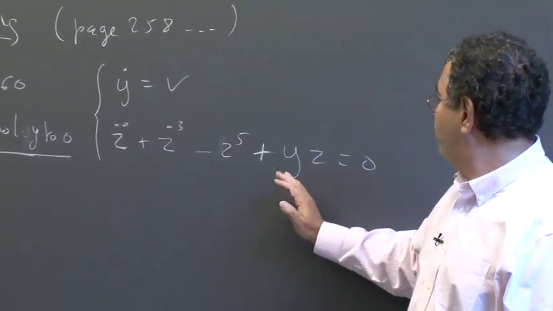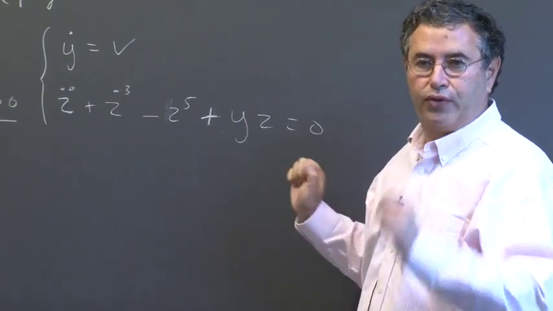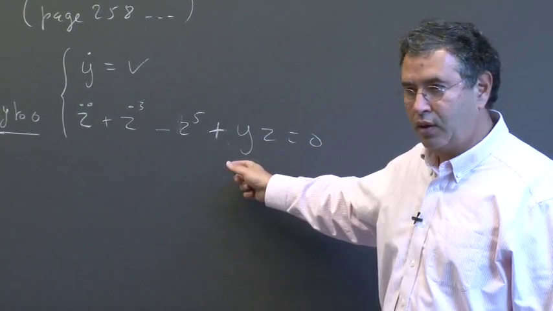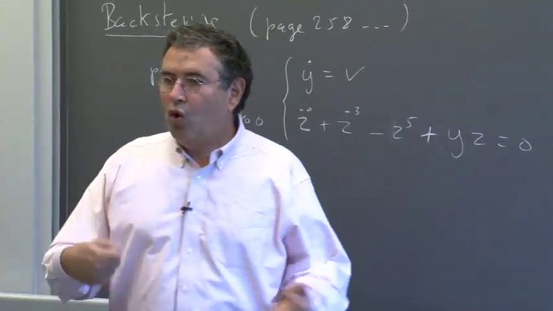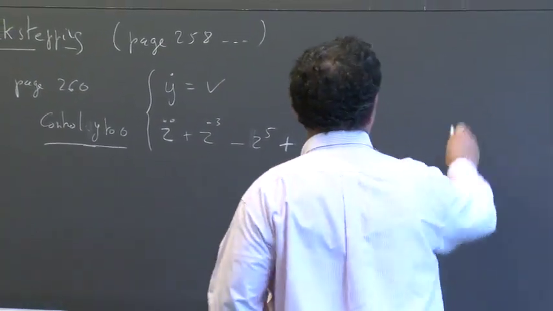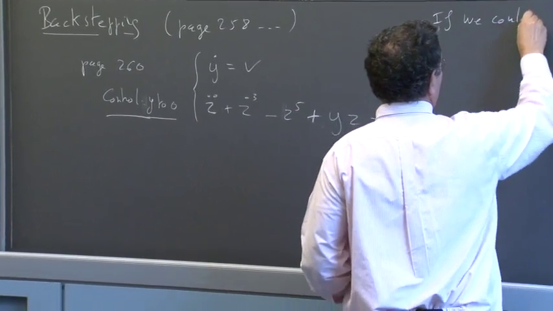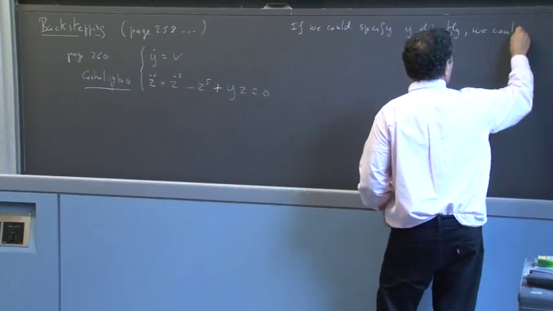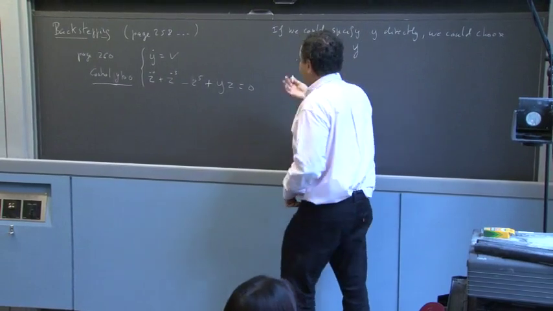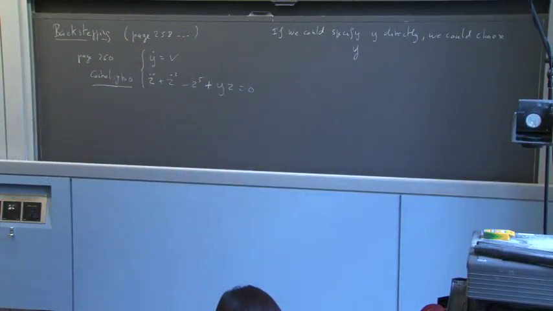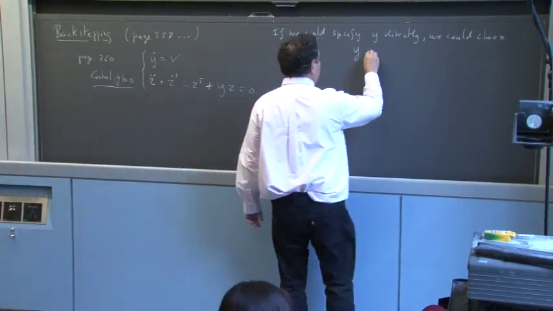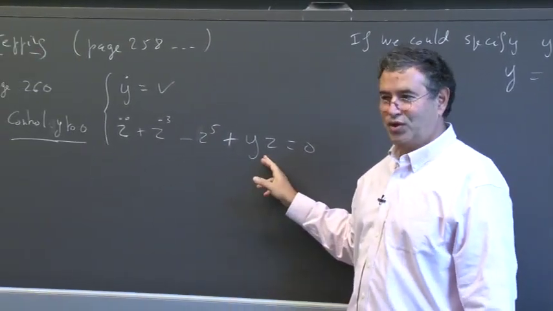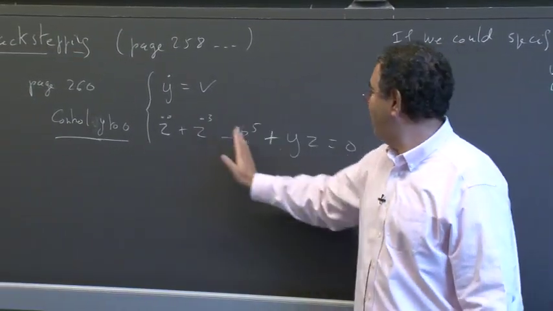Suppose we see, for a moment, y as the control input to the leftover dynamics. Suppose y is something we can choose to control the leftover dynamics. What could we choose it to be equal to? If we could specify y directly, we could choose, for instance, y equal 2z to the fourth, right? Because then we get plus 2z to the fifth minus z to the fifth, and so the closed loop dynamic becomes plus z to the fifth.